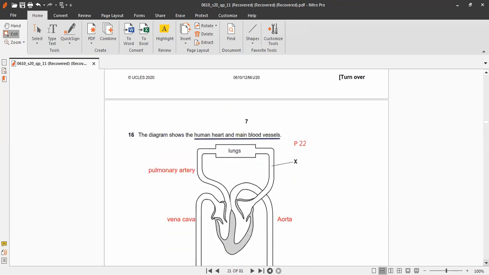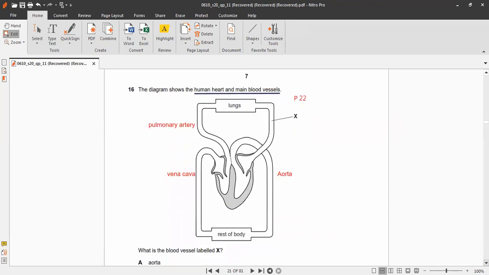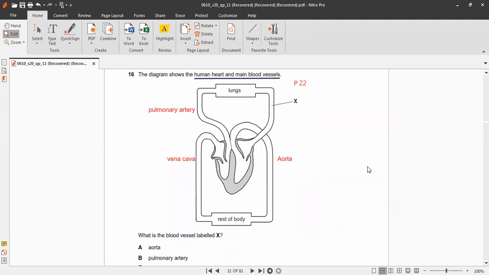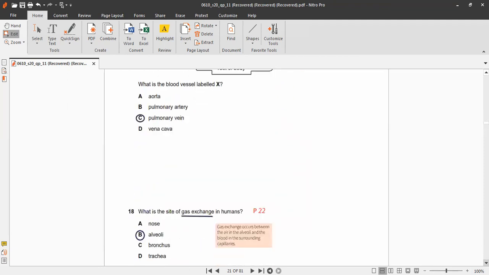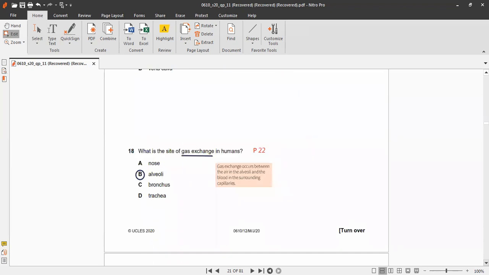The diagram shows the human heart and main blood vessels. What is the blood vessel labeled X? Yes, this comes from the lungs to the heart, the pulmonary vein. So the correct answer is C, pulmonary vein. What is the site of gas exchange in humans? Yes, alveoli. Gas exchange occurs between the air in the alveoli and the blood in the surrounding capillaries.